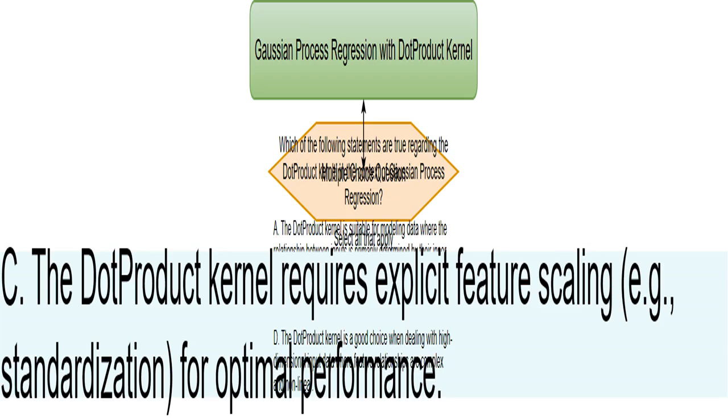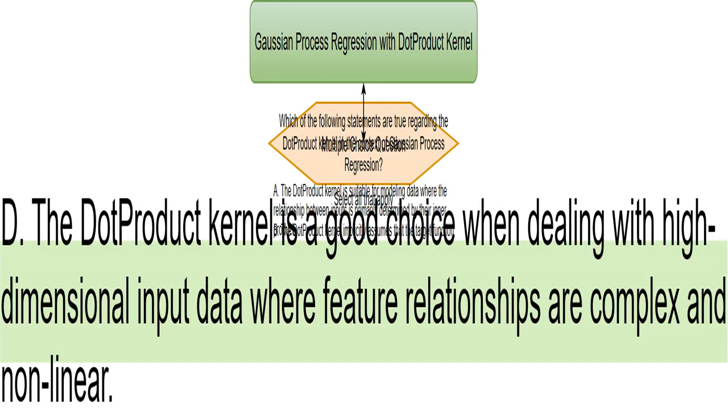While scaling your data often helps machine learning models, it's not mandatory for the DotProduct kernel. It works with or without scaling, it's not strictly dependent on it. No, the DotProduct kernel does not handle complex relationships well. Its strength lies in simpler, linear relationships. High dimensions with nonlinearity would be better tackled with other kernels.